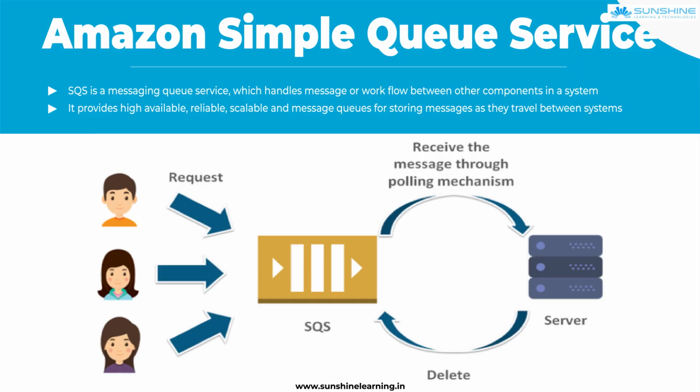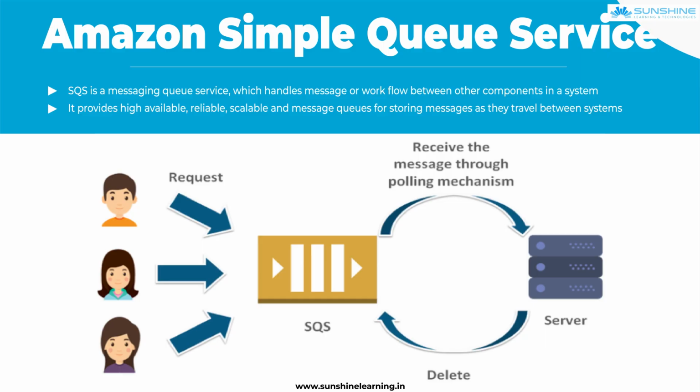So here you can see in this diagram, this is an SQS. Messages can come from various different sources, and these messages are stored or queued in the SQS. And then in the backend, the application can poll the queue and start receiving the messages and do the activity or take an action on those messages.